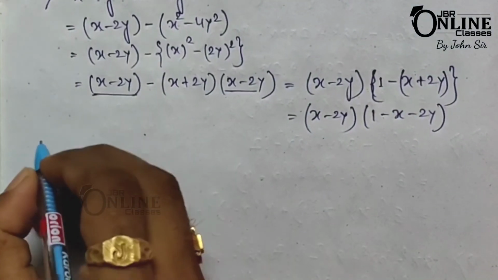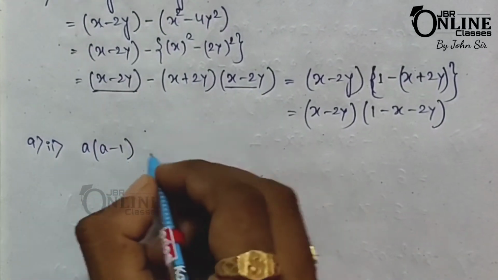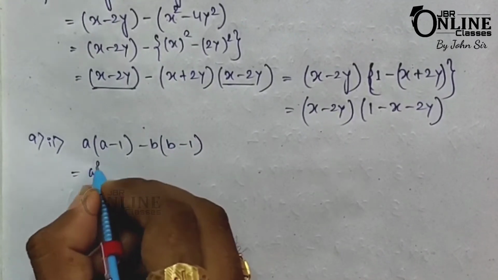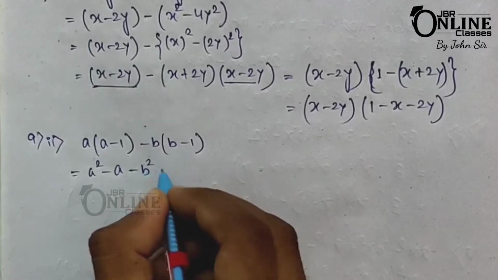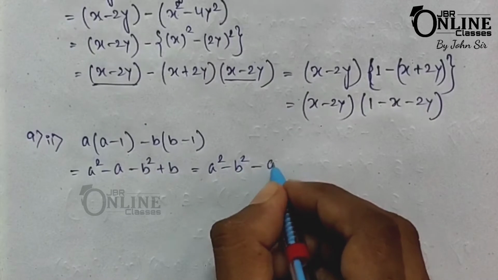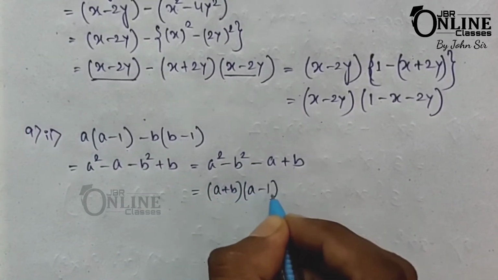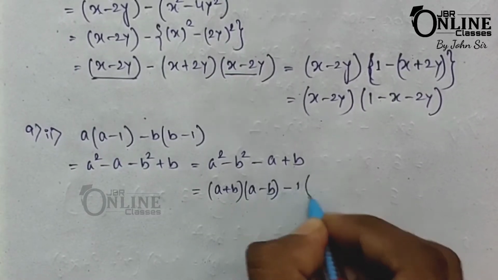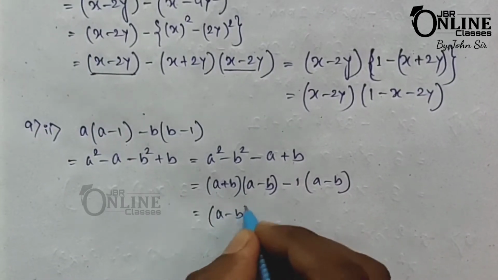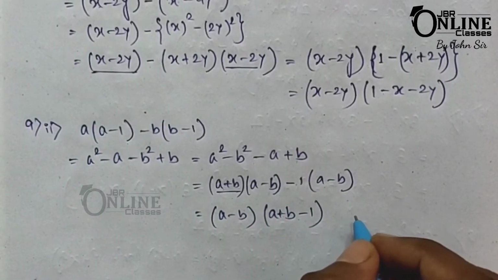Now next one, sum number 9. In sum number 9.2, a into (a minus 1) minus b into (b minus 1). So first multiply: a square minus a, then b square plus b. Okay, then write down a square minus b square and then minus a plus b. So the a square minus b square formula will be (a plus b) into (a minus b), and if minus 1 is common, it will be (a minus b). Now common (a minus b) and then write down the remaining terms, that means (a plus b) and here minus 1. So that is the answer.